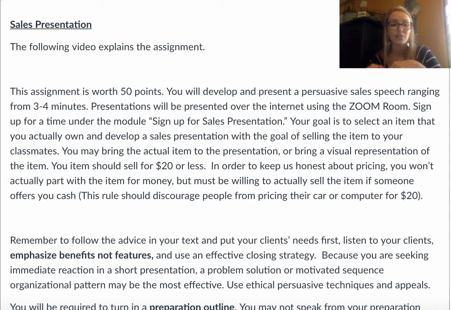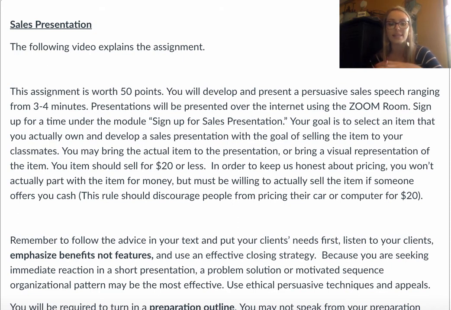The item you sell should be $20 or less. In order to keep us honest about pricing, you won't actually part with the item for money, but you must be actually willing to sell that item for the price that you are going for. For example, you're never going to sell a car for $20. Everybody would jump all over that, right? So we need to have our price be accurate in that setting.